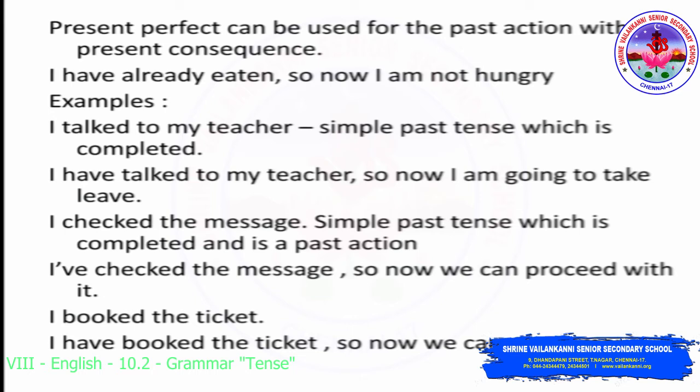I talked to my teacher. It's just finished. The sentence is completed. Simple past tense, which is completed in the past. I talked to my teacher. Finished. It's over. Next, I have talked to my teacher. So now I'm going to take leave. So this is different. So this is the past simple and present perfect. I hope you understood this.